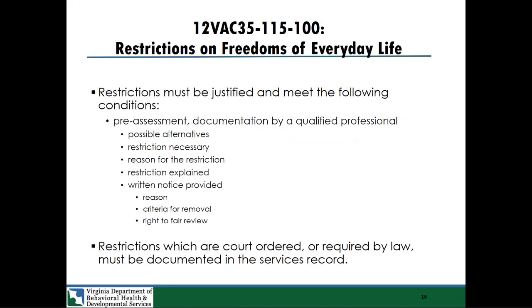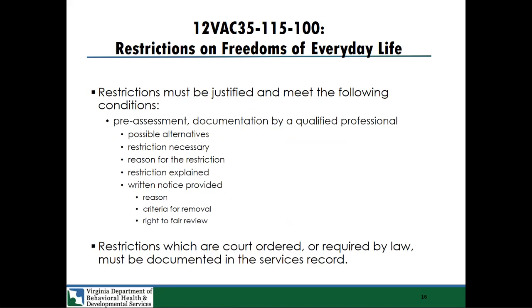Any and all restrictions imposed on individuals must be justified and carried out according to the human rights regulations. Any restriction to an individual's freedoms of everyday life must be assessed by a qualified professional who has been involved in the individual's care prior to the restriction being imposed.